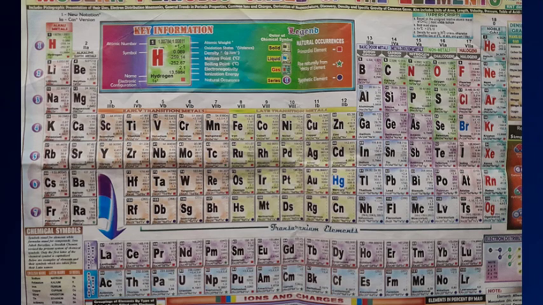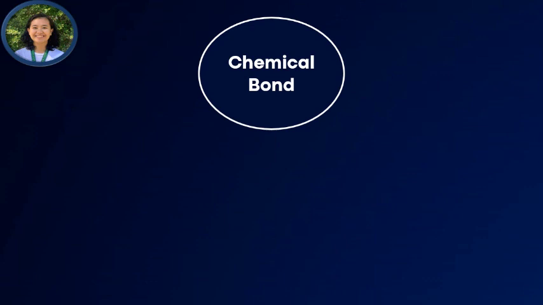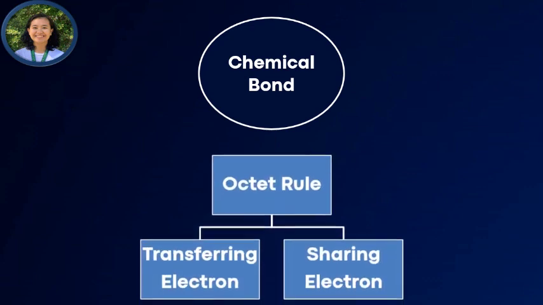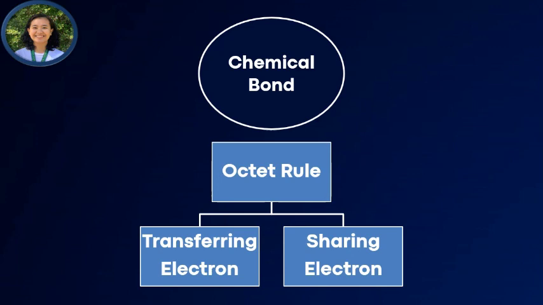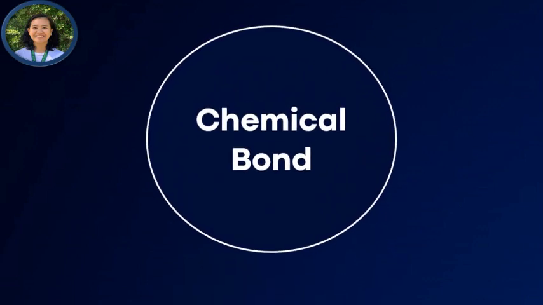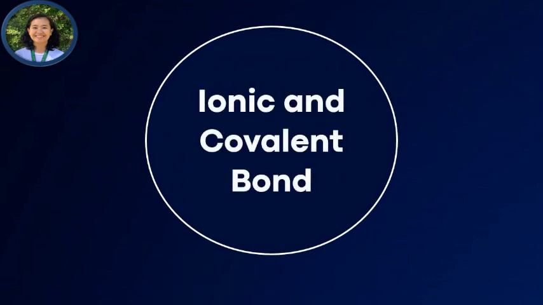And as we said earlier in class, these elements are not stable because they don't have 8 valence electrons. That is why we need to bond them carefully with other elements to be stable, okay? There are 2 ways of doing the chemical bond to satisfy the octet rule. It is by transferring valence electrons from one element to another, or by sharing valence electrons between 2 elements. This is where our main topic, ionic and covalent bond, appears.